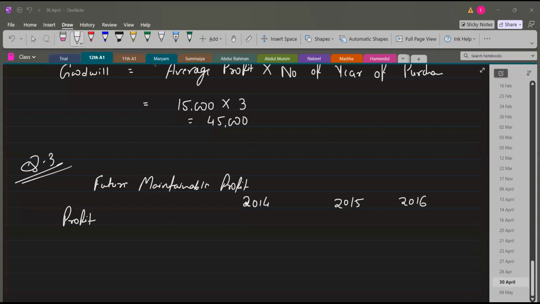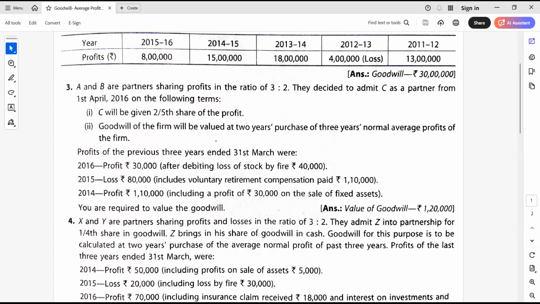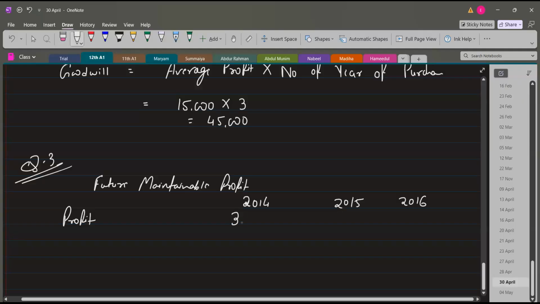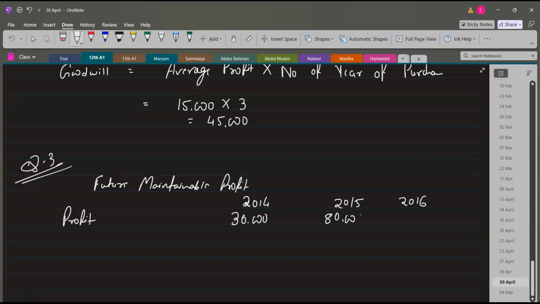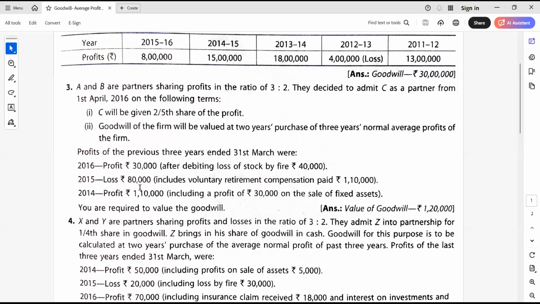It is 30,000, 80,000, and 1,10,000. Then there is abnormal loss.